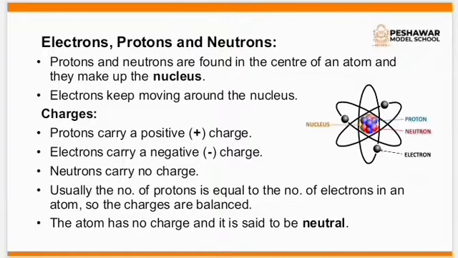But the atom has no charge and it is said to be neutral. We are talking about charges of the subatomic particles, but the atom has no charge, and that is why it is said to be simply neutral, right? Again, I am repeating: protons carry positive charge, electrons carry negative charge, and neutrons carry no charge. The number of protons is equal to the number of electrons, so the charges are balanced. But the atom has no charge, and that is why it is said to be neutral.